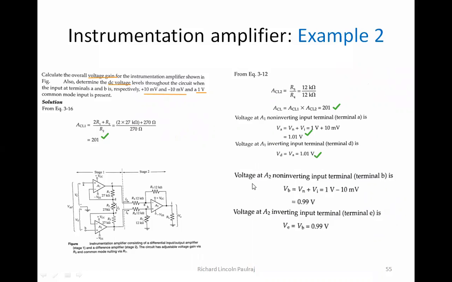Right. Now voltage at A2, the second one. So we are taking here minus 10, remember, here plus 10 and minus 10. So minus 10 millivolts and 1 volt. So that's going to give me about 0.99 volts. Okay, so less than a volt. So voltage at A2 inverting input terminal. So I'm going to take the same concept here. D is here and E is here. So at E also it becomes 0.99 volts. Any doubts here, students? Can I proceed? Is it fine?